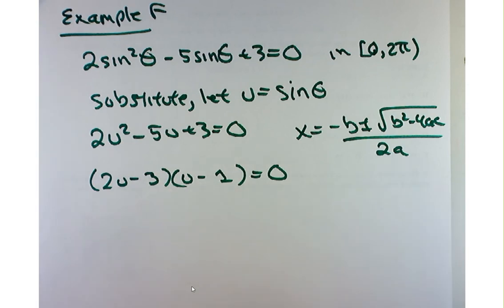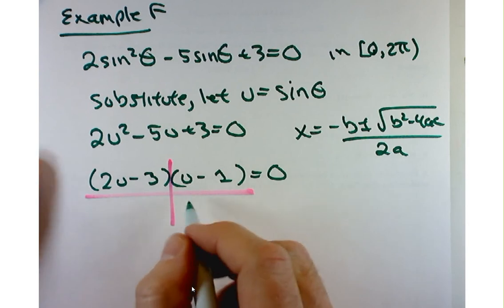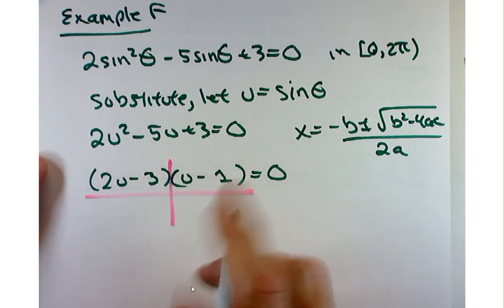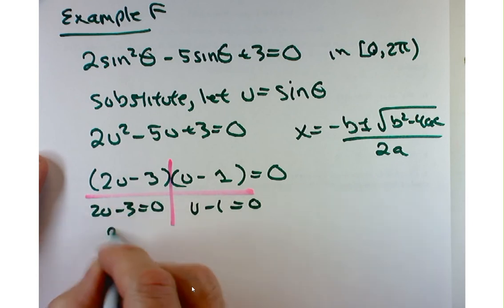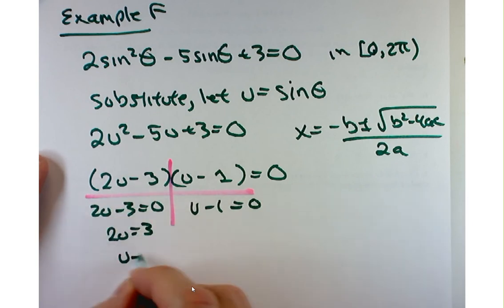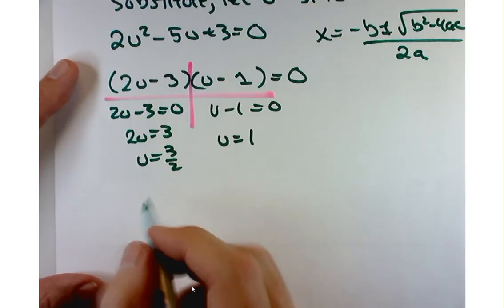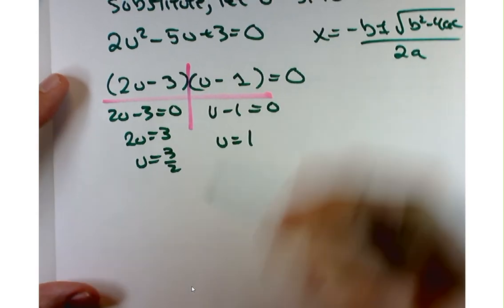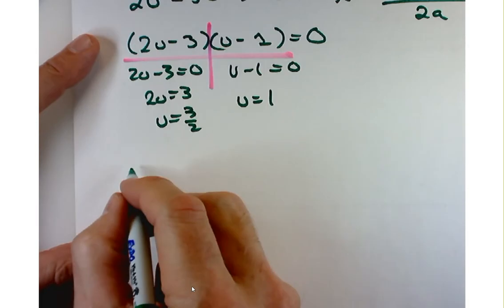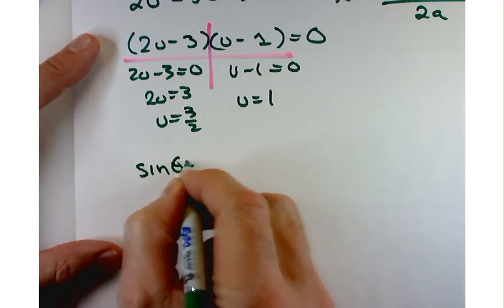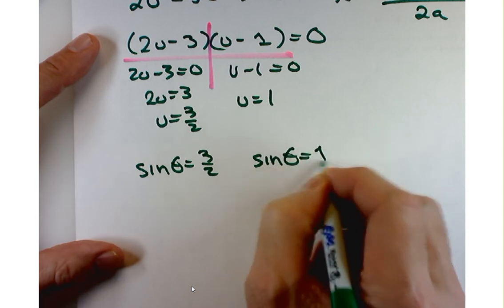Now, this times this equals 0. One of these things has to be 0. So either 2u minus 3 equals 0, which means u equals 3 halves, or u equals 1. Okay. Let's go back now and recall that u was taking the place of sine of theta. So sine of theta equals 3 halves. Sine of theta equals 1.